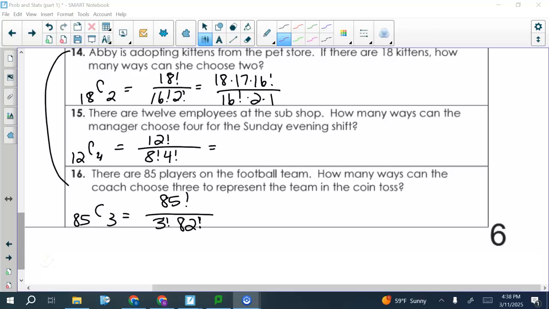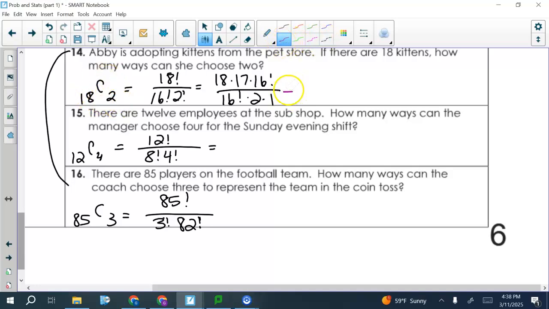Now, the next thing we're going to need to be able to do is figure out if it's a permutation or a combination. So let's try to think about why these are combinations. All right, she is adopting kittens from a pet store. There's 18 kittens, and she wants to pick 2. So let's say she wants the orange one and the spotted one. It doesn't matter if she picks the orange one and then the spotted one, or the spotted one and then the orange one. She's going home with 2 kittens. So that's why it's a combination.